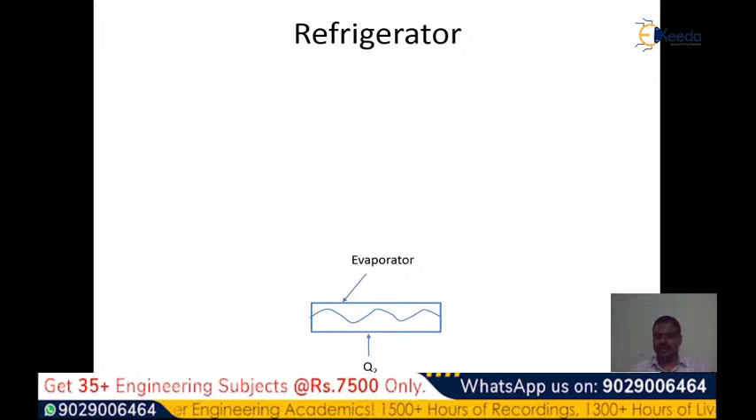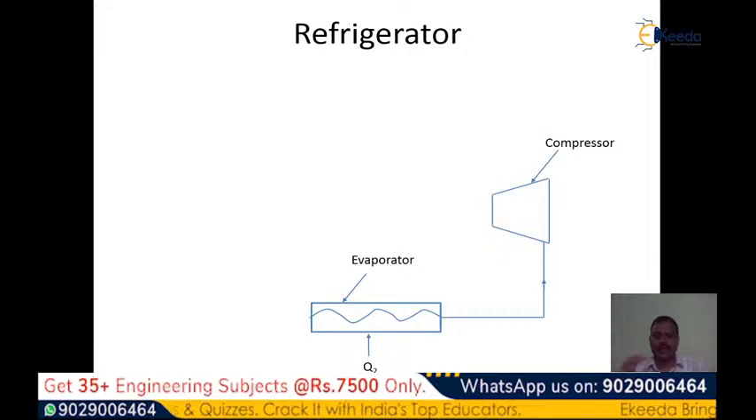So here the evaporator will receive Q2 amount of heat, so that the refrigerant changes its phase from liquid to vapor. Then that vapor is supplied to a compressor.